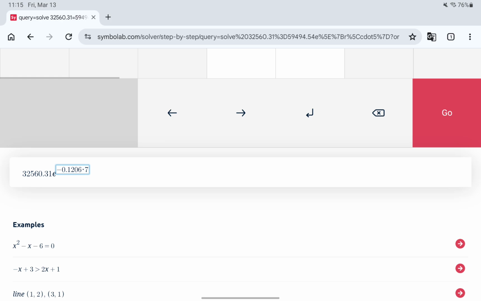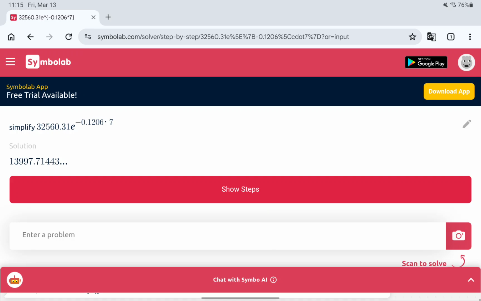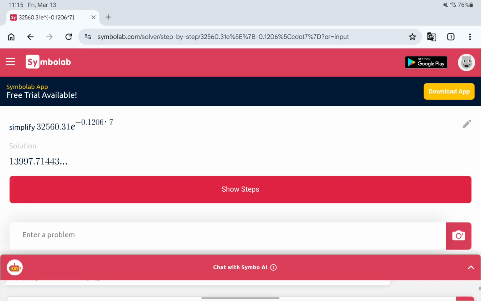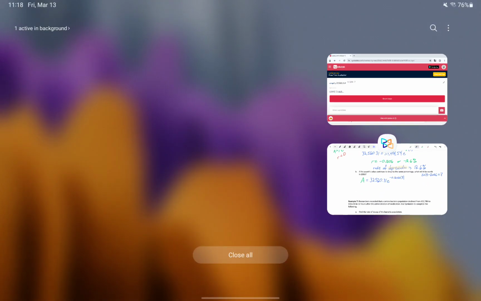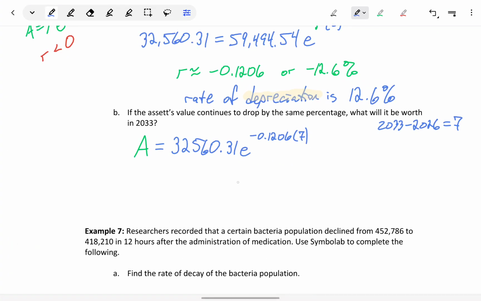And we end up with the wrong answer, so I typed something in incorrectly. No, actually that is the right value. I think I just had the wrong answer written down in my notes. So we'll report that value rounded to 2 decimal places, since we're talking about money, the value of an object. The asset after 7 years will be worth $13,997.71. Again, assuming that same rate of depreciation applies.